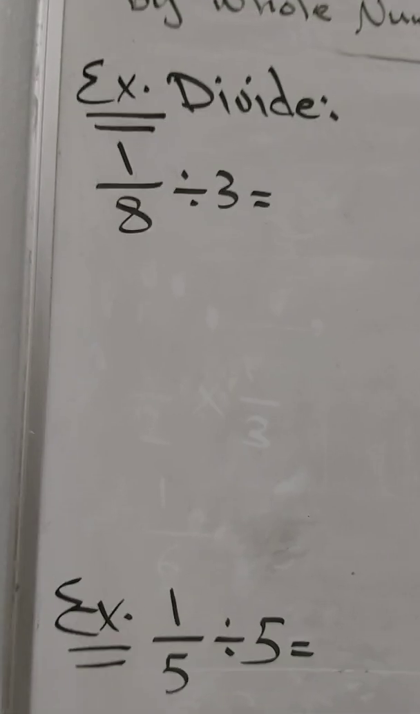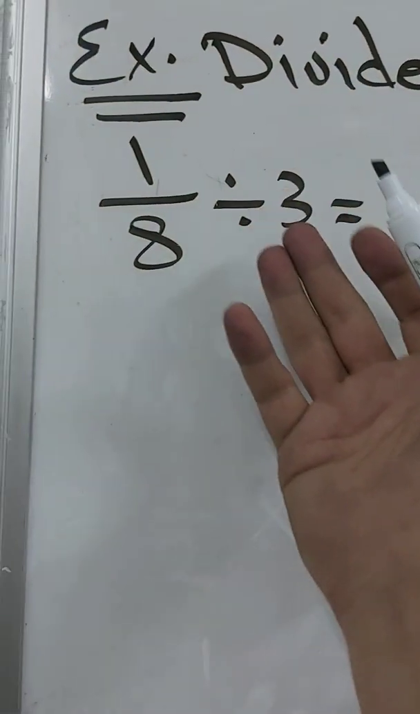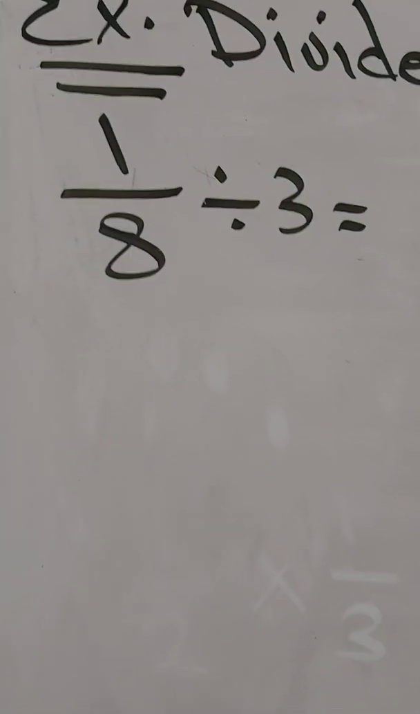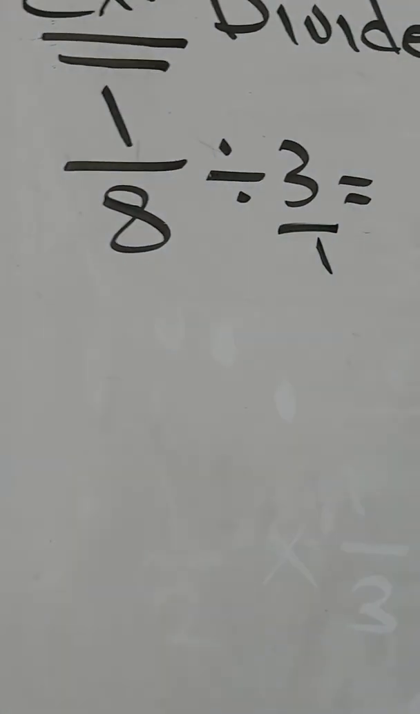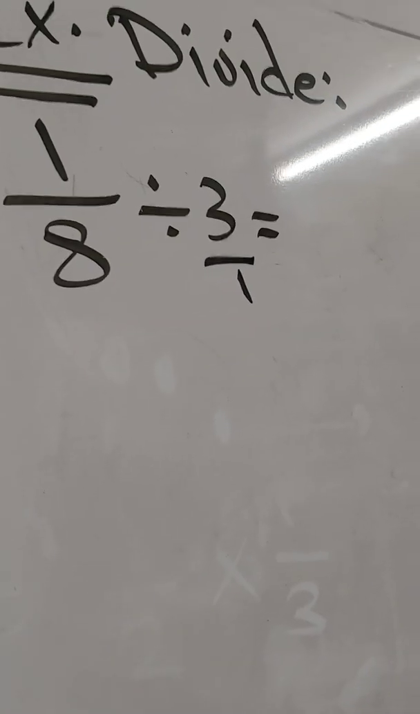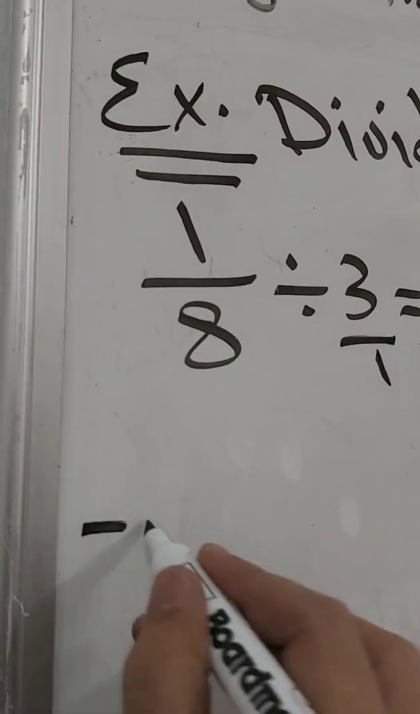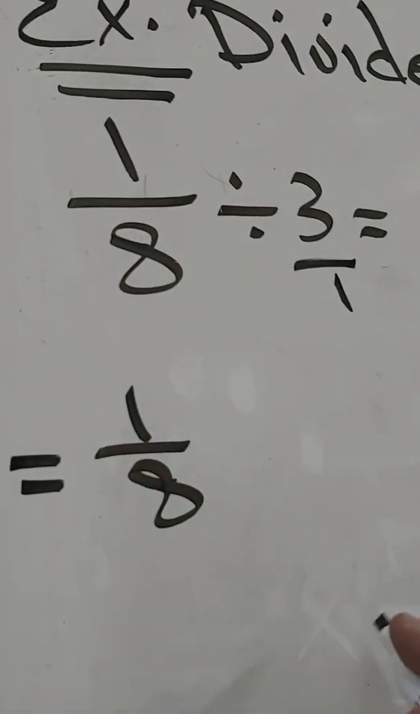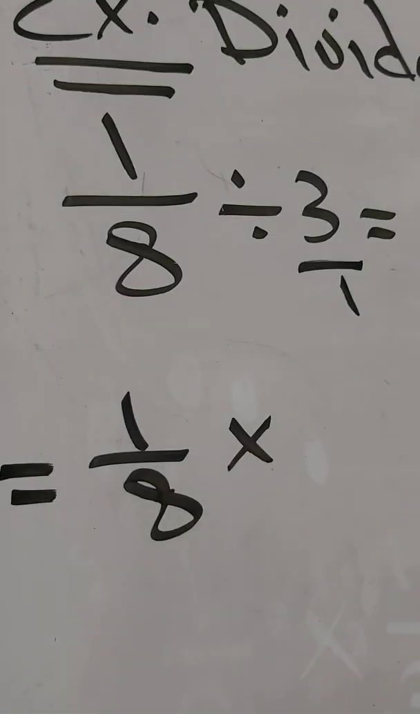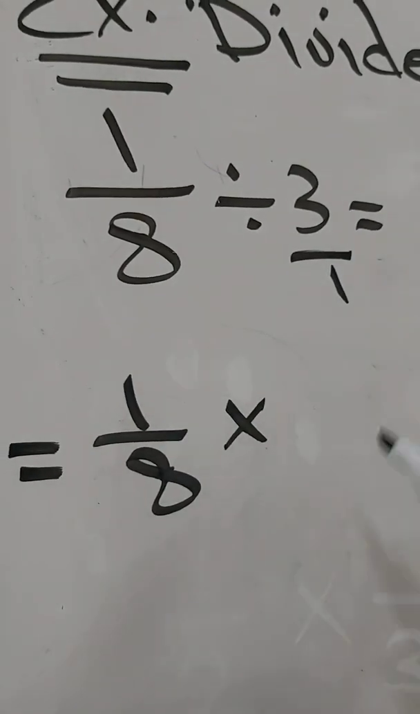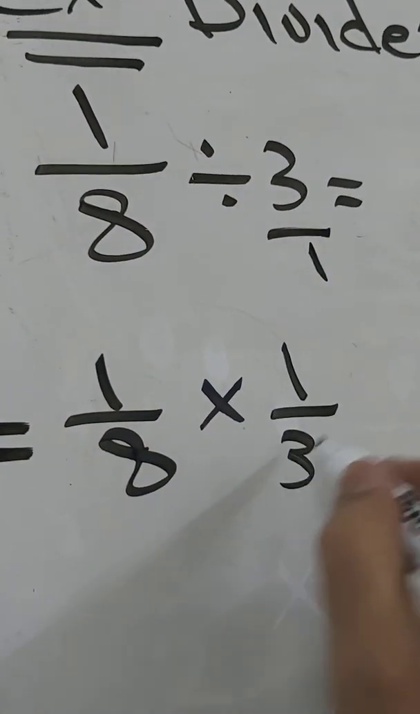Now the first step is to make the whole number a fraction by putting a denominator of 1. Now we will use the same strategy of the previous lesson. We said the first fraction stays the same. This is step 1. Then the division becomes multiply. Then the second fraction we flip it. We do the reciprocal. 3 over 1 will be 1 over 3.